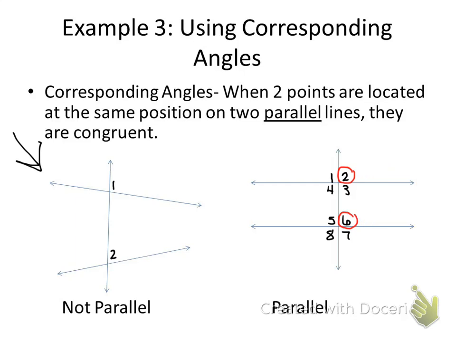All right? So let me ask you this. What is the corresponding angle to angle 1? Angle 5. Very good. Because it's in the same location at the other intersection. What about angle 3? Angle 7. It's in the same location on the other intersecting point. And then last but not least, what about angle 4? Angle 8. So you see, corresponding angles only occur when we have parallel lines, and they're located at the same position on both lines.